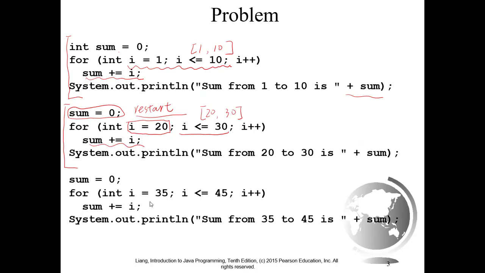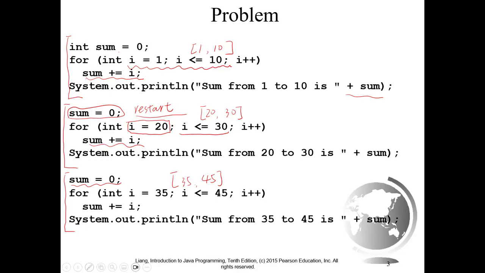And the same thing happens for the third part, which is in the range of 35 to 45. And this is the third part, right? We also initialize the sum. And we're also using the for loop, and we're using the same sum plus equal to I to aggregate them, right? And after that, we System.out.println the summation for the problem.